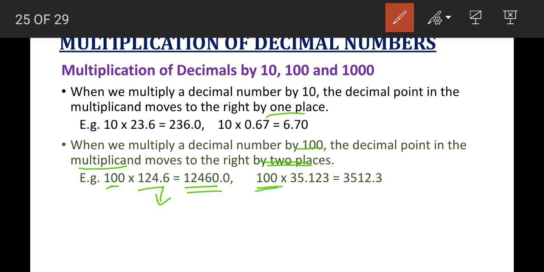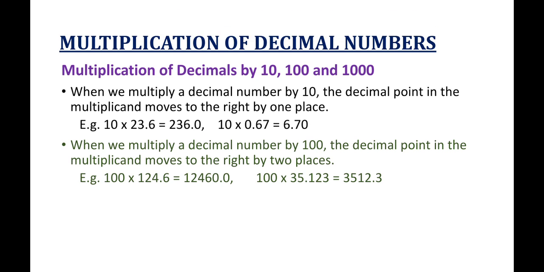Come to another example. 100 multiplied by 35.123. So this decimal point moves towards the right side by 2 places. So we have to put the point after 1 and 2. So it becomes 3512.3. Clear?